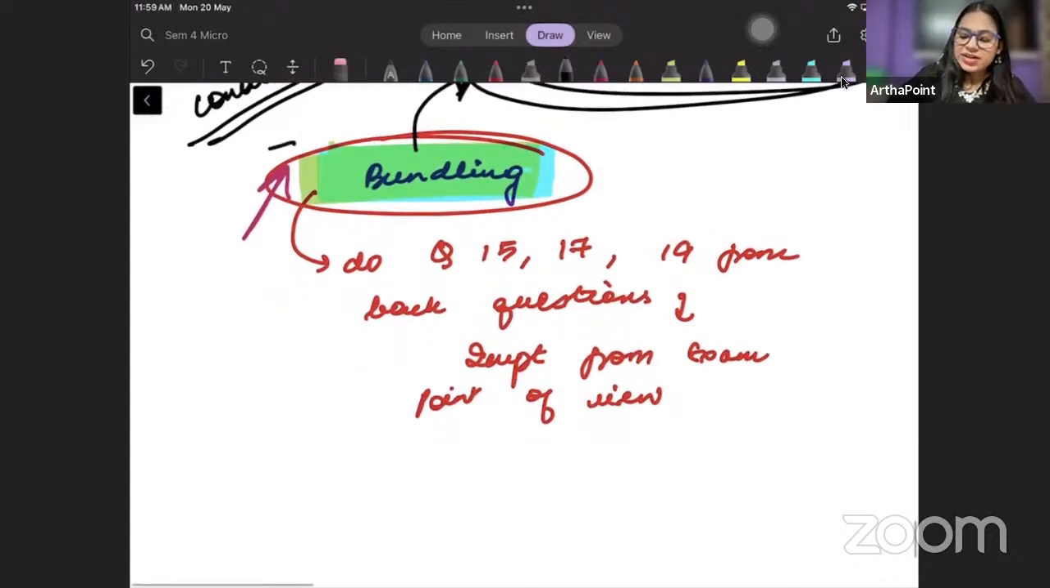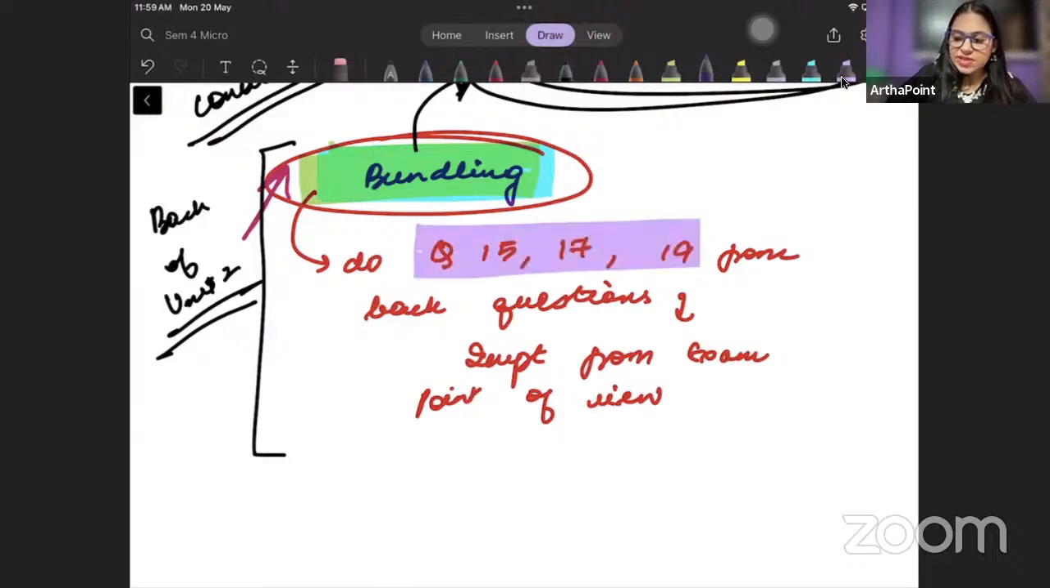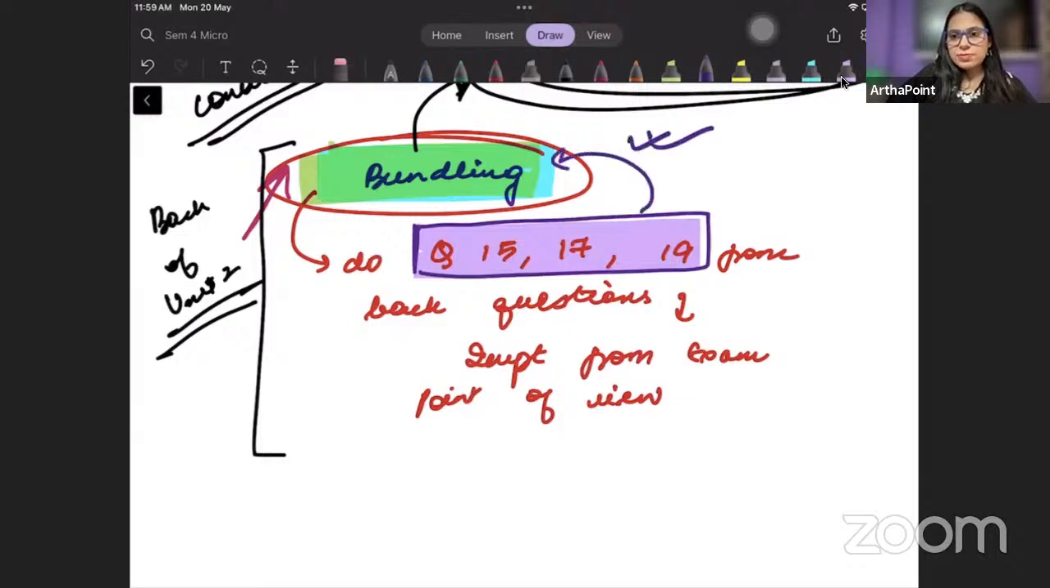And for practicing questions on bundling, you can go to the back of the book, back of unit 2 of your book. हाँ, और उसमें से everyone will do question number 15, 17 and 19. If you do these questions well, बेटा, तो I can guarantee you कि आप bundling का कोई भी question solve कर पाओगे.